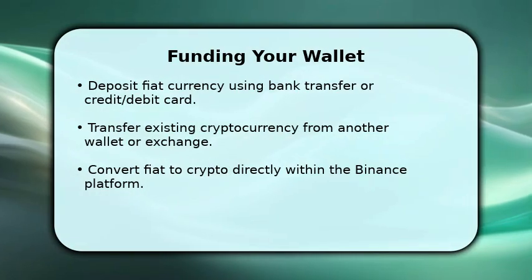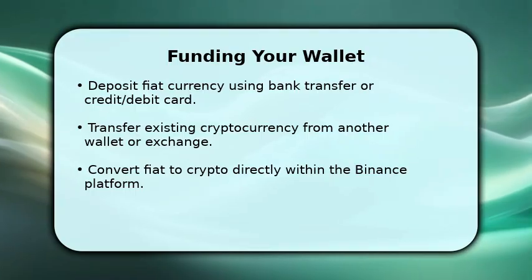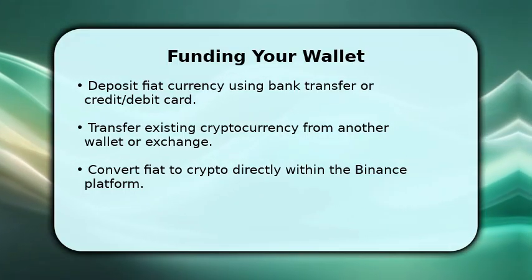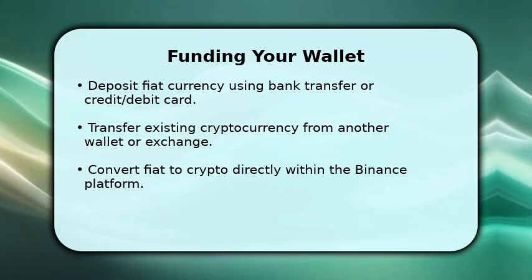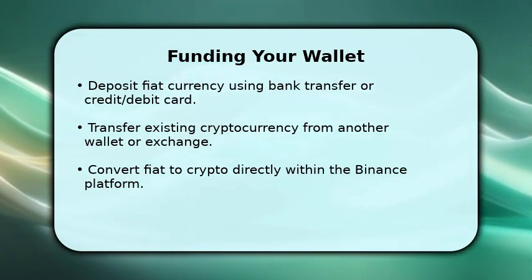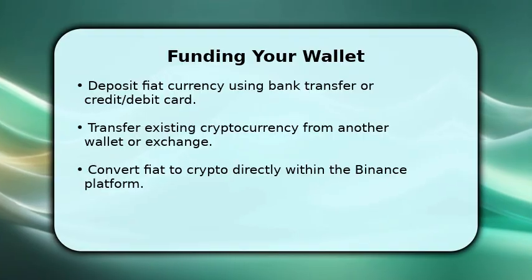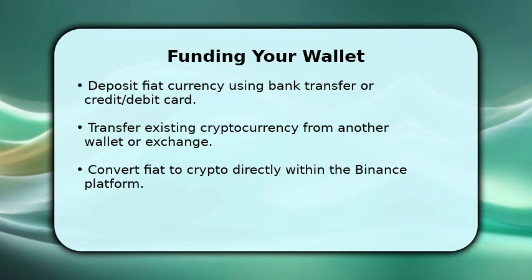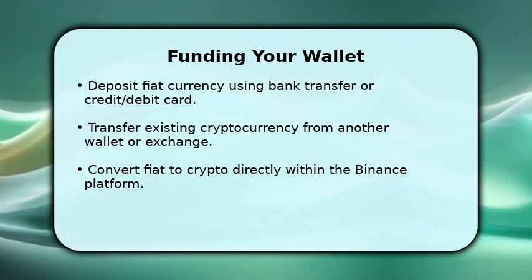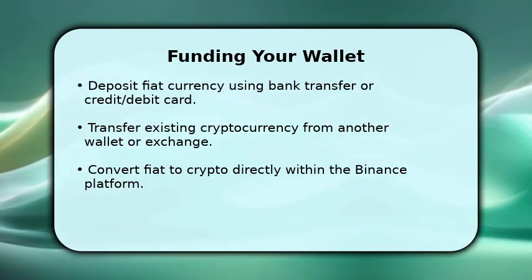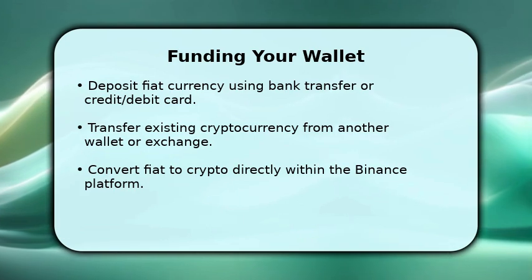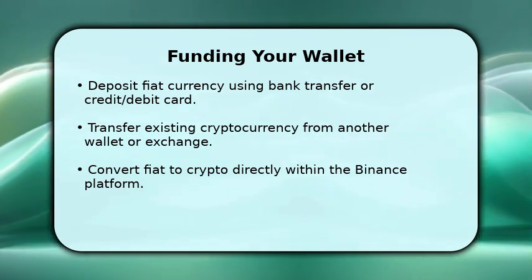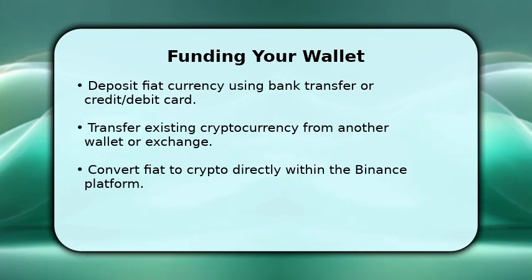Once your account is set up, you'll want to fund your wallet. You have several options for this. You can deposit fiat currency, like US dollars or euros, using a bank transfer or by linking your credit or debit card. Alternatively, if you already own cryptocurrency, you can transfer it directly from another wallet or a different exchange. Binance also allows you to convert your fiat currency into crypto seamlessly within the platform itself, making it very convenient.